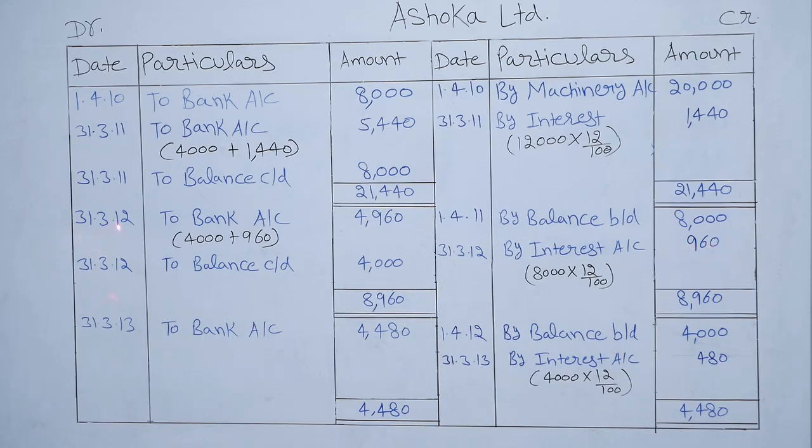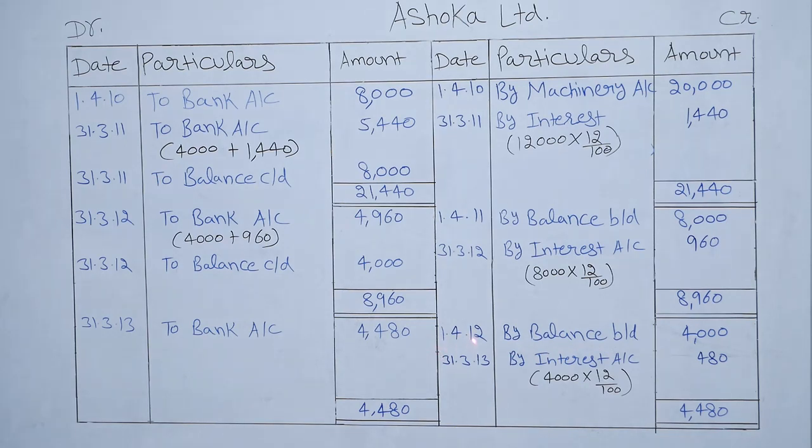So on 31st March 2012 to bank account, this is installment entry. 4,000 rupees installment which is mentioned in the question, plus 960 as interest. So total installment paid rupees 4,960. So after adjusting all, then we get to balance carried down 4,000 rupees on 31st March 2012. Then this balance will be brought down to the next year.